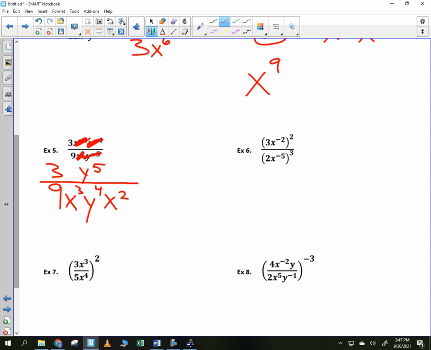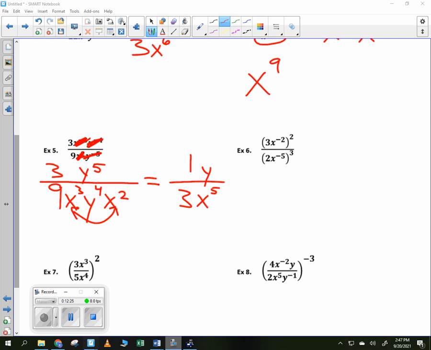Now we evaluate. What is 3 over 9 going to simplify to? 1 over 3. Let's look on the bottom. X to the 3rd times x squared. What's that going to give me? X to the 5th. And then I have y to the 5th over y to the 4th. Is it going to be in the top or bottom? 1 y in the top. And that's that.